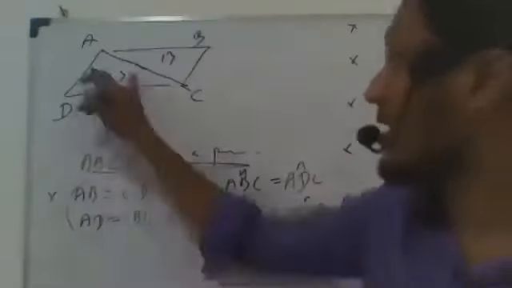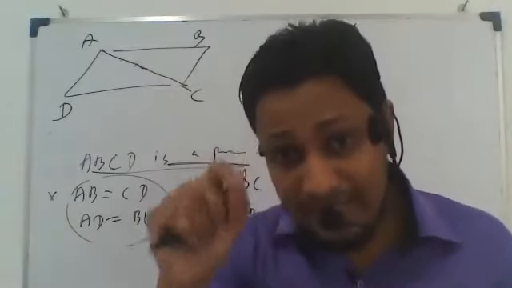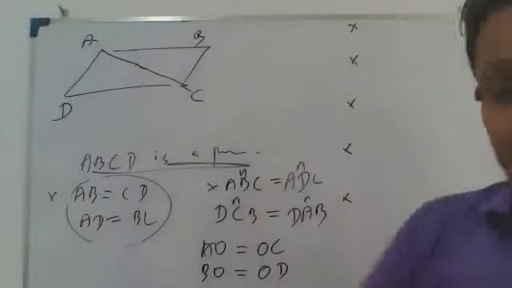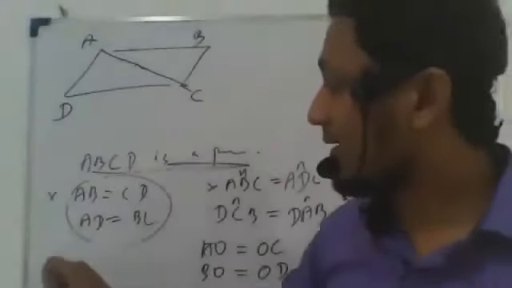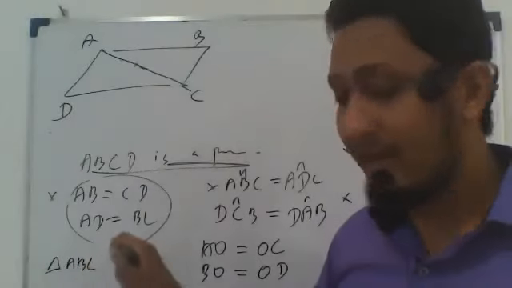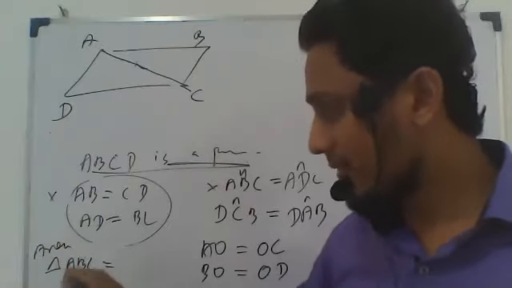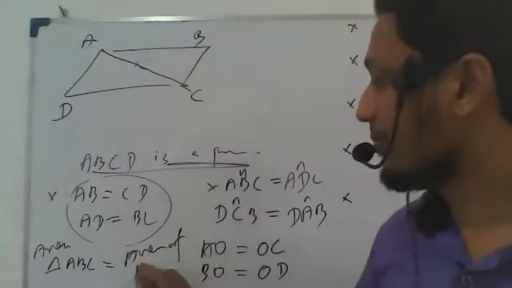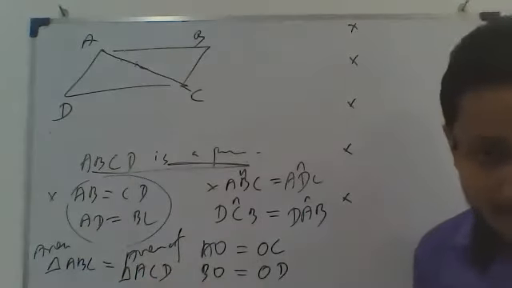Because the diagonal bisects the area of the parallelogram, the areas are equal. Which triangle areas are equal? ABC and ADC. Area of triangle ABC is equal to the area of triangle ADC.